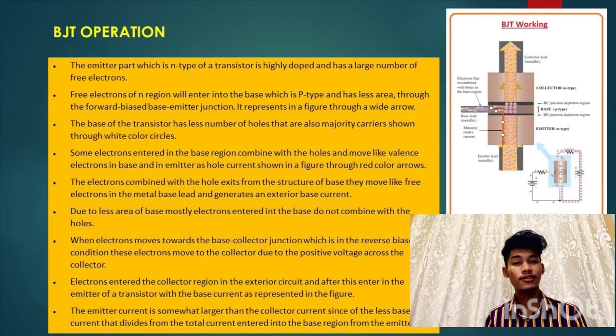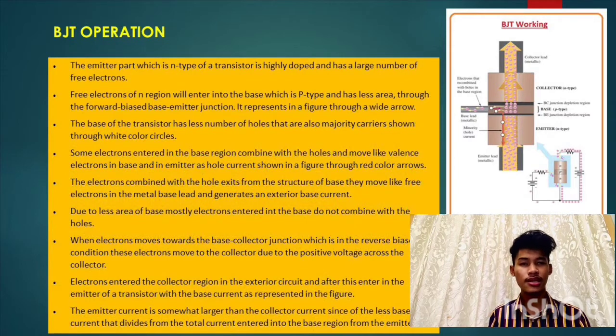It is represented in the picture through a white arrow. The base of the transistor has fewer holes, which are also majority carriers, shown through white color circles. Some electrons that enter the base region combine with the holes and move like valence electrons in the base and in the emitter as hole current, shown in the picture through the red color arrow. The electrons that combine with the holes exit from the structure of the base. They move like free electrons in the metal base lead and generate an external base current.